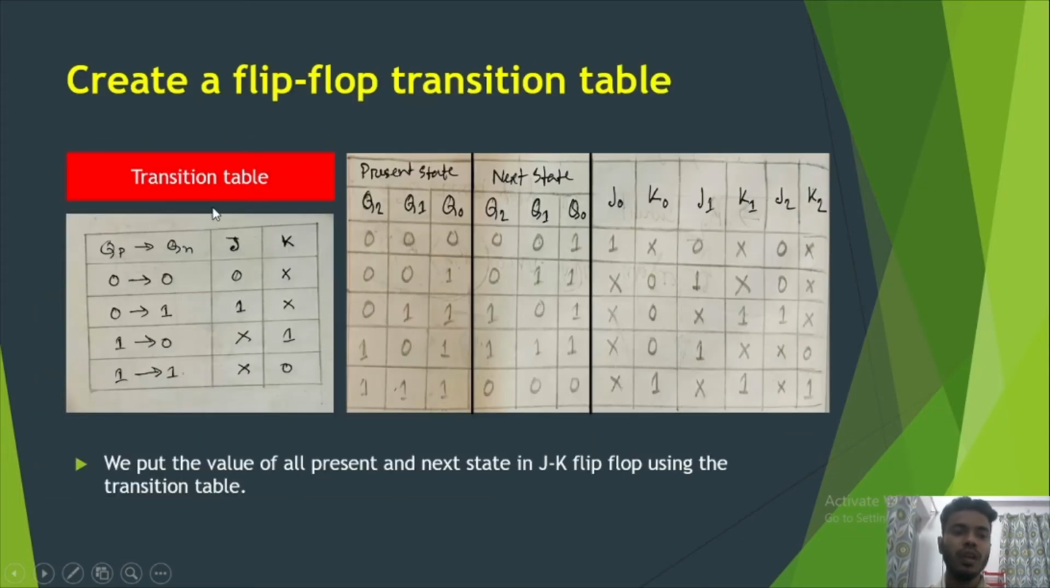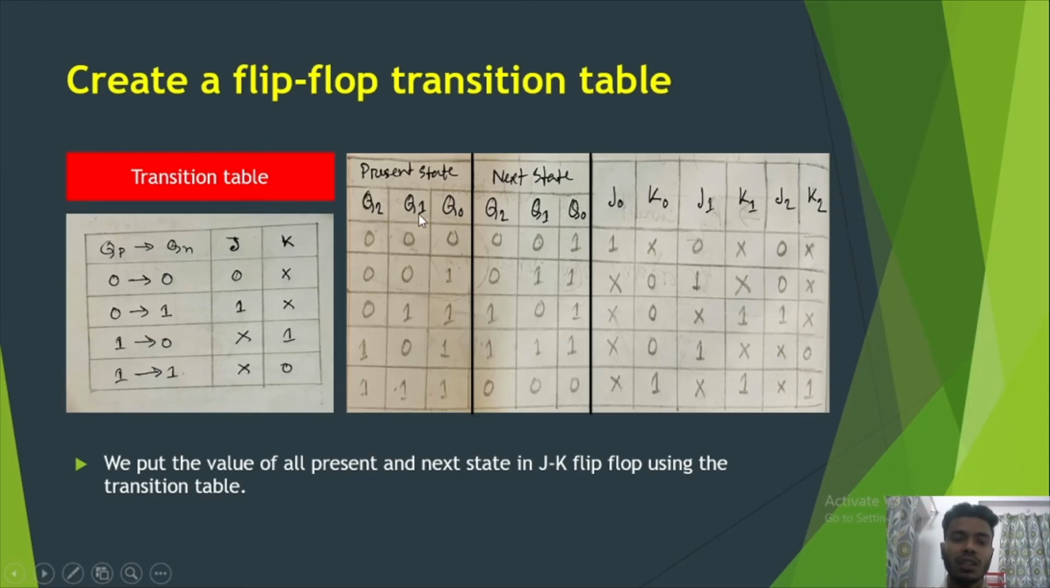The next step, step 3, is the transition table. From the table we can see that when the present state of Q is 0 and the next state of Q is 0, the value of J is 0 and the value of K is don't care. When the present state of Q is 0 and the next state of Q is 1, the value of J is 1, the value of K is don't care. When the present state of Q is 1 and the next state of Q is 0, the value of J is don't care, the value of K is 1. When the present state of Q is 1 and the next state of Q is 1, the value of J is don't care and the value of K is 0.